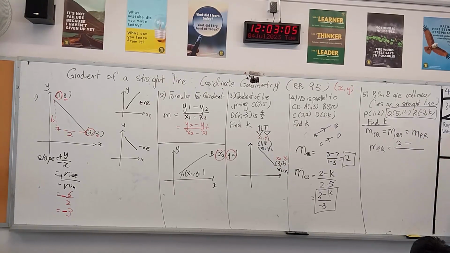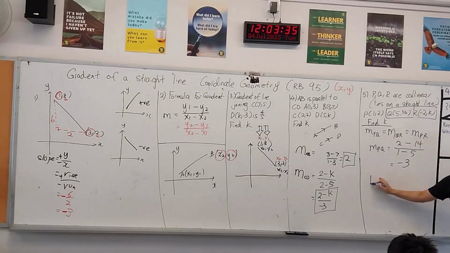Minus, this number here is 14. 2 minus 14. Correct. And then 1 minus 5. So we will have 12 over 4. So we will have negative 3. So that's the gradient of PQ. Good, right? No k, easier.